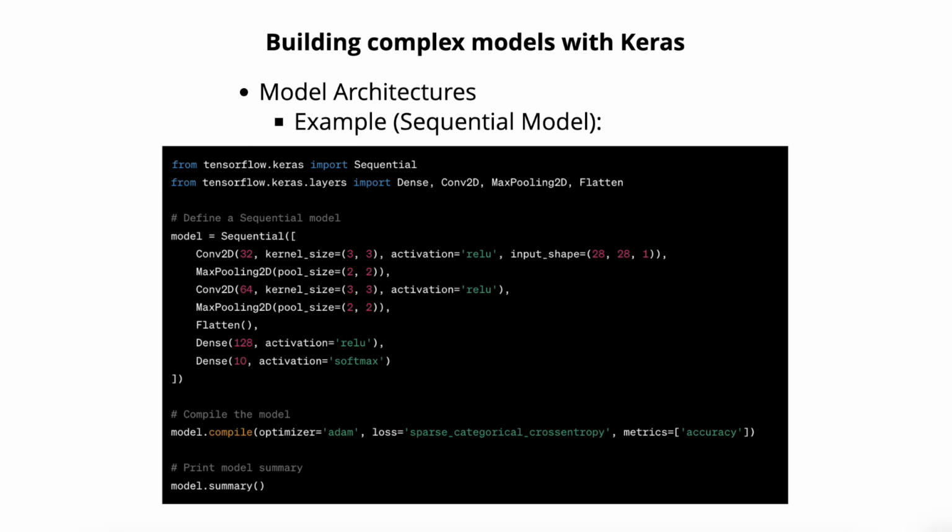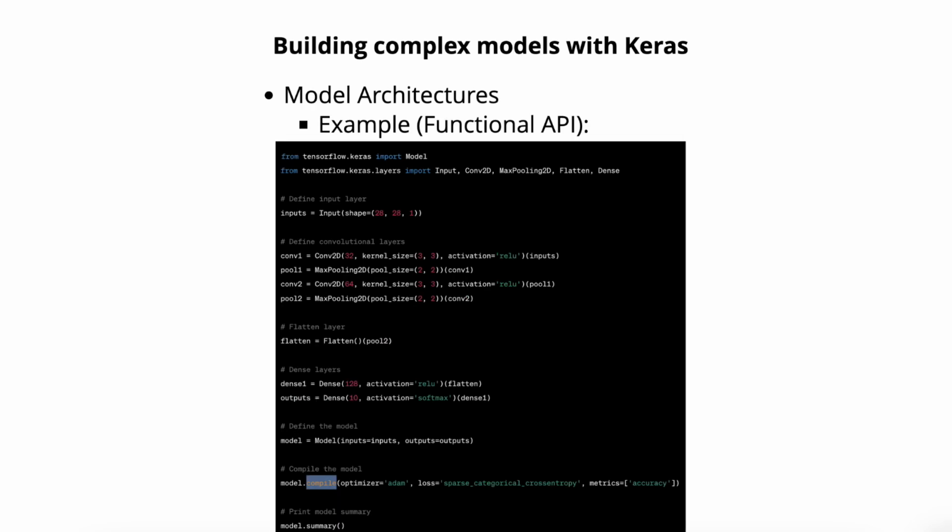We give the Conv2D 64, kernel size is 3 by 3, activation is relu, MaxPooling2D for this is pool size 2, 2. Then we flatten and then Dense 128 activation relu, Dense 10 activation softmax. Now compile this entire complex model by calling the compile function, and inside that we're saying optimizer is Adam, loss equal to sparse categorical cross entropy, and metrics equal to accuracy. Then you can print the model summary by calling the model summary function.